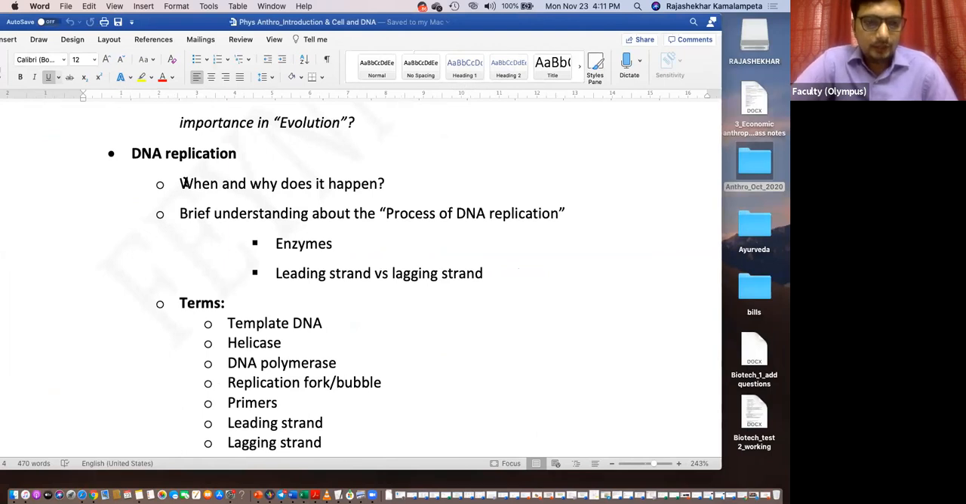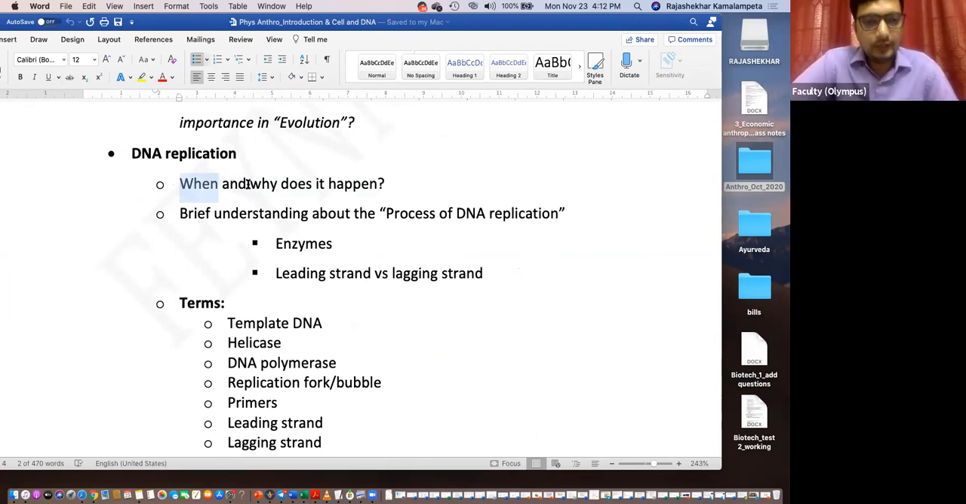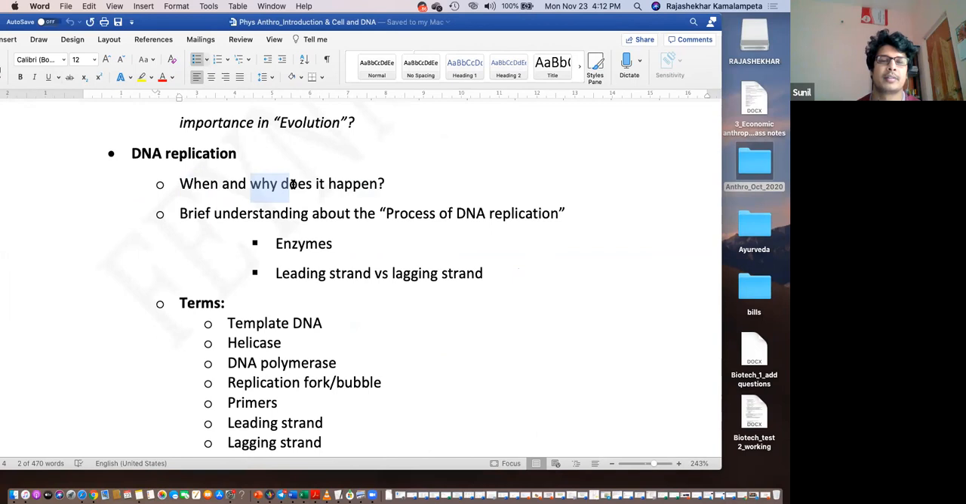So did you understand when and why replication happens? When does replication happen? S phase, the synthesis phase before cell division, in the interphase. Very good. Why does it happen? Anyone else? Why does it happen? Cell division.